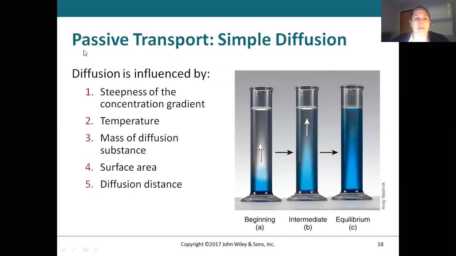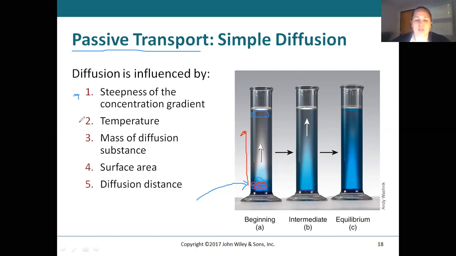Okay, so first let's talk about passive transport and simple diffusion. Things that are going to influence diffusion include the steepness of the concentration gradient. If you have a very, very high concentration, represented by the blue substance at the bottom of this beaker, you can see that there's a high concentration of blue substance here and basically none at the top. The darker this color is down here, the faster this diffusion would occur, because you would have a much higher concentration located at the one end.